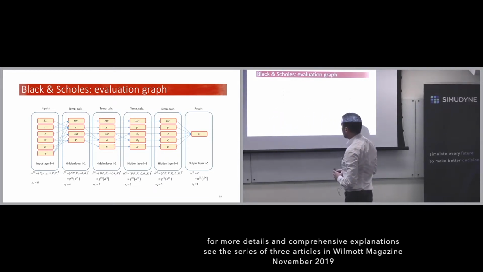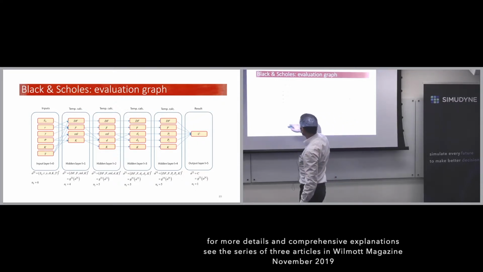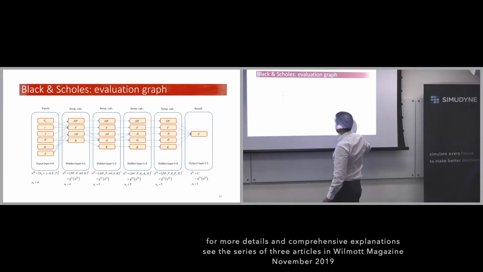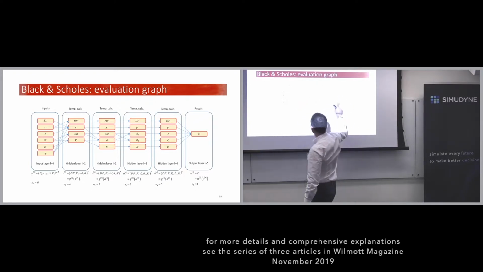So on the first layer, I compute the discount factor and the forward. That's from S0, R, Y, and T. And I also compute the standard deviation as a function of sigma and T. And I carry over the strike because I will need it for further layers. So the discount factor, I have it, but I will just apply it in the final layer. So I will carry it over from layer to layer. Same thing for the forward.